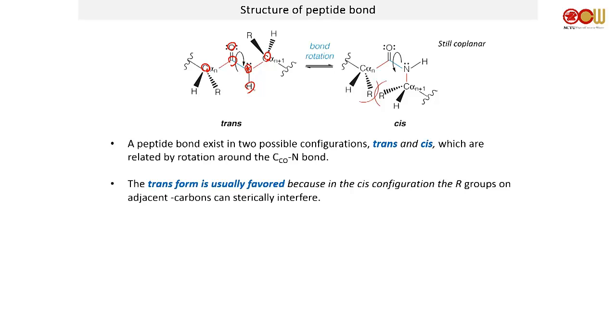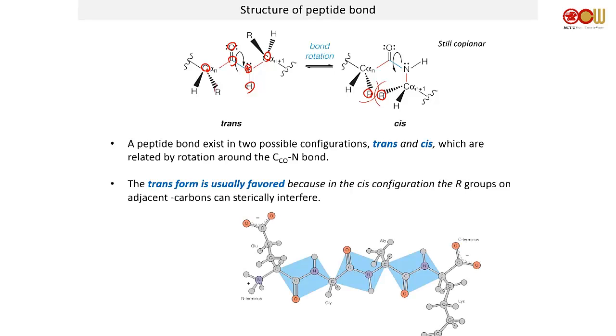However, the cis conformation is not favored because obviously the R groups will hit each other. You have steric interference, so cis is usually not favored. You want to have trans. So what that tells you is you have the R groups facing two different directions.